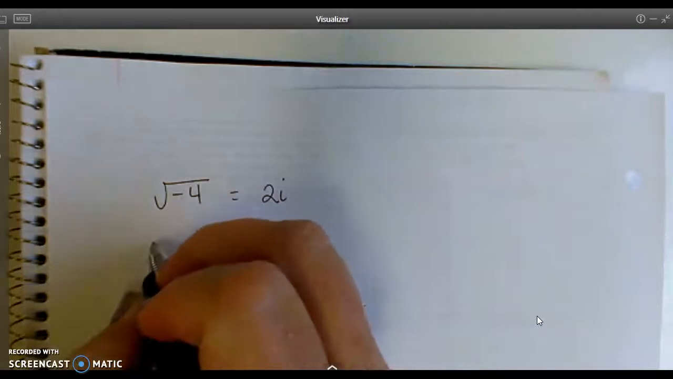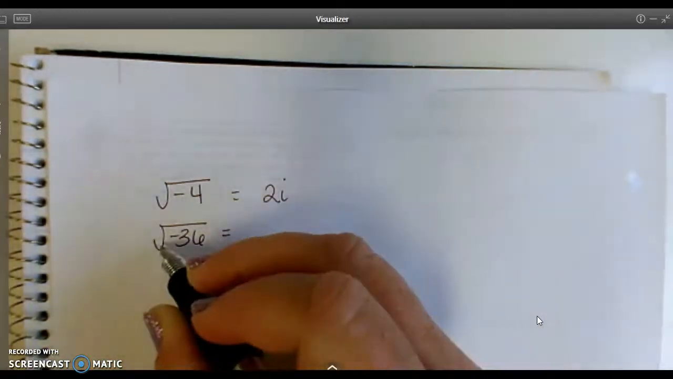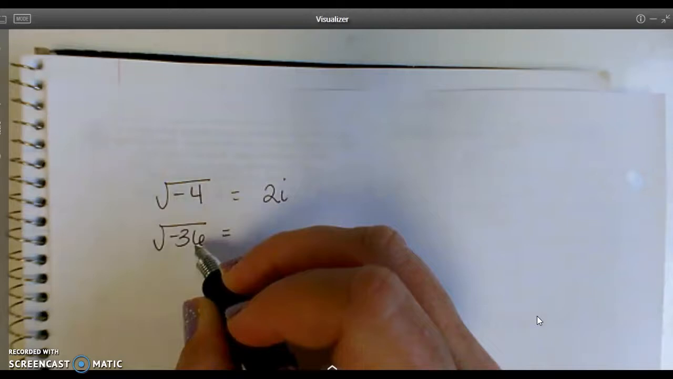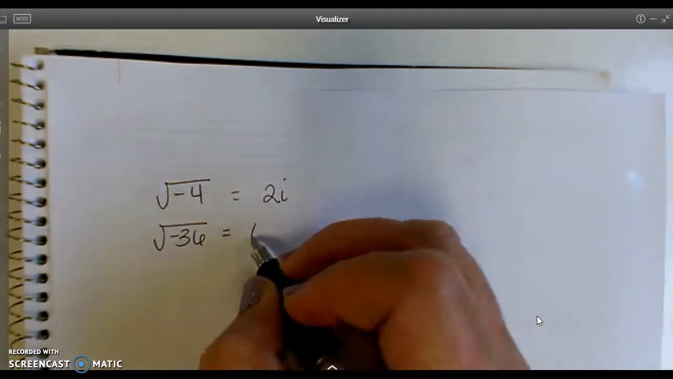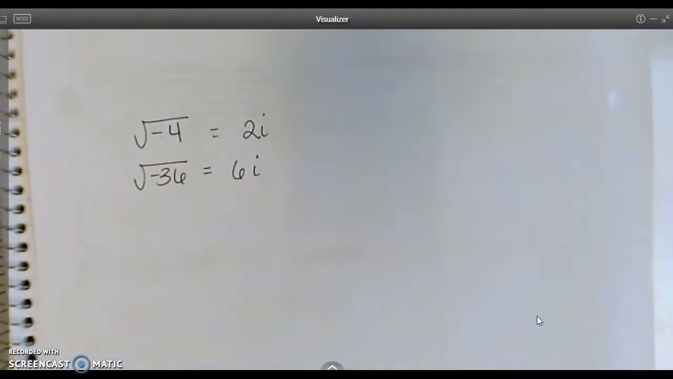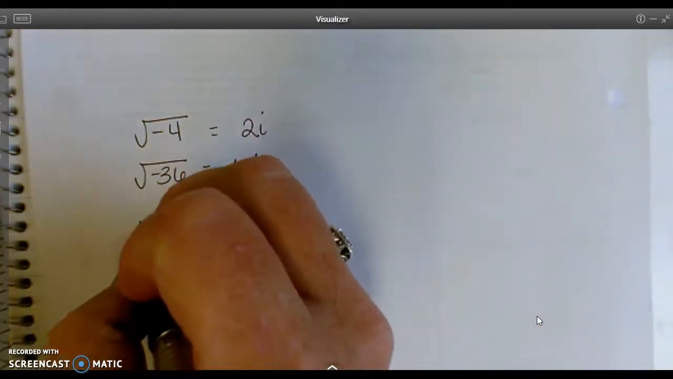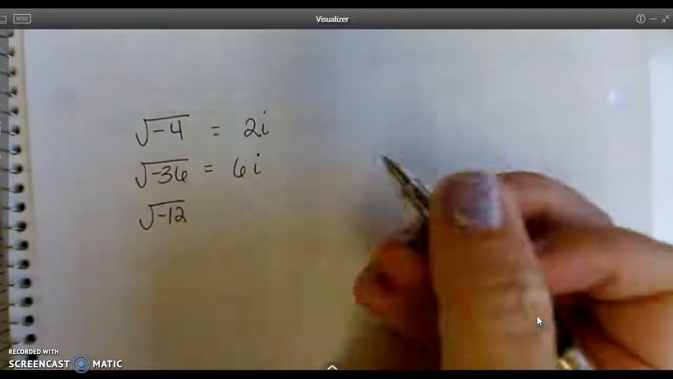Okay? If you have the square root of -36, you take the square root of 36, which is 6, and then you put an i. Okay? The ones that make it a little bit more difficult are the ones where we don't know the square root. For example, the square root of -12.